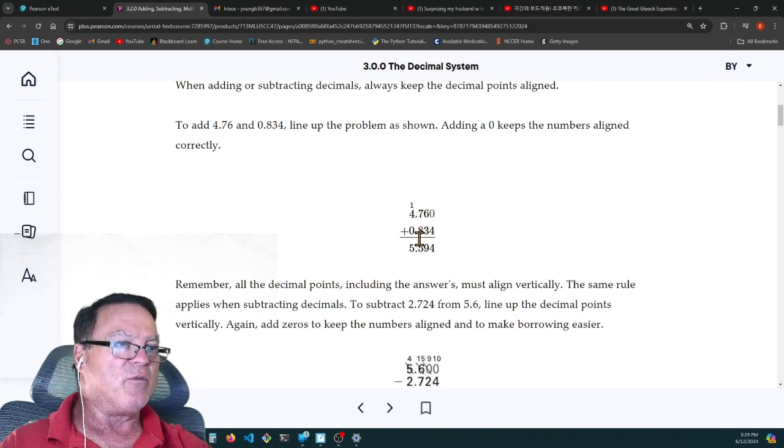Line up your decimal points, and then add thousandths to thousandths, hundredths to hundredths, tenths to tenths. So 0 plus 4 is 4, 6 plus 3 is 9, 7 plus 8 is 15, write the 5, carry the 1, and then 4 and 1 is 5. And then we put the decimal point in the same place, so we end up with 5.594.